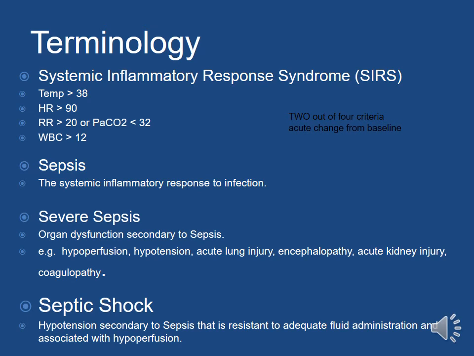Sepsis is the systemic inflammatory response to infection. Severe sepsis: organ dysfunction secondary to sepsis, starting with hypoperfusion, hypotension, acute lung injury, encephalopathy, acute kidney injury, and coagulopathy. Septic shock: hypotension secondary to sepsis that is resistant to adequate fluid administration and associated with hypoperfusion.